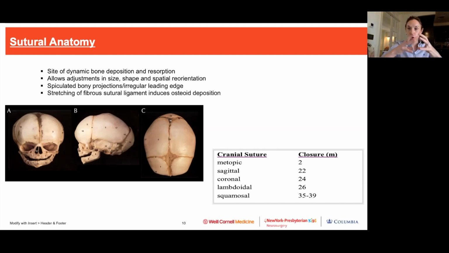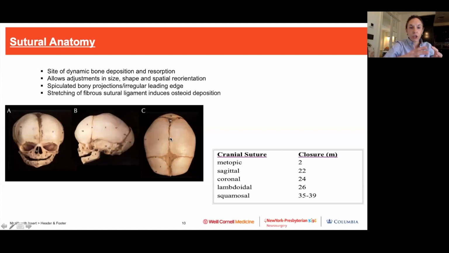And then once delivered, you need to allow for brain growth. So the skull cannot be static during early infancy and into 2 to 4 years of age, so that you can allow for brain growth and all of these rapid changes that are occurring. So nature's solution for that was sutures, which are natural openings in these bones that allow for growth, and they also allow for overriding. So we see those represented here. They are sites of dynamic bone deposition and resorption. Alternatively, as the skull grows, they allow for adjustments in size and shape over time, and they are viewed as these little spiculated bony projections with these irregular edges over the pericranium.